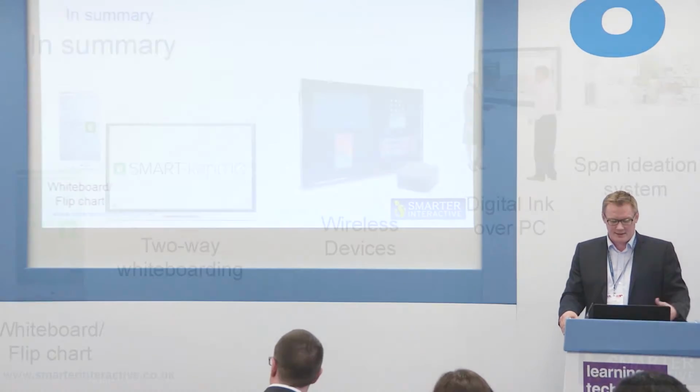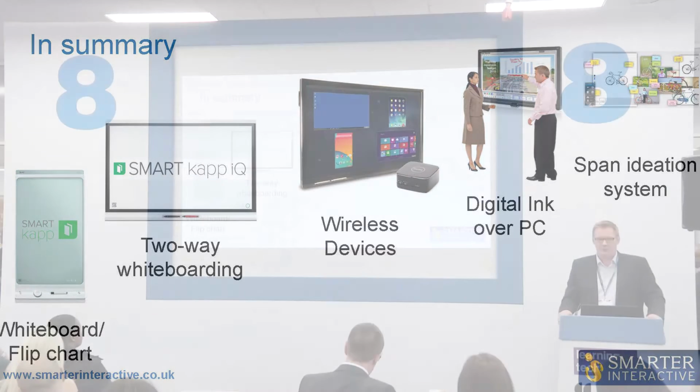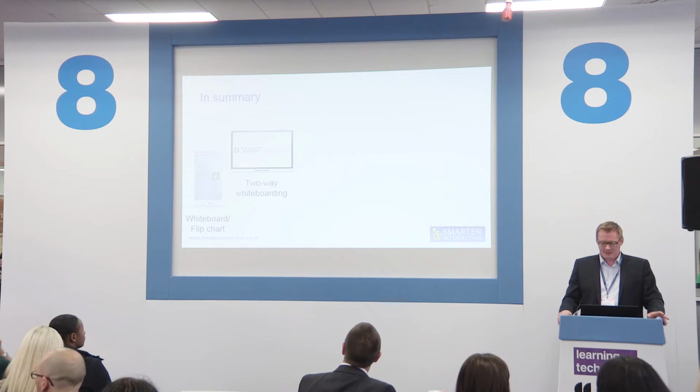So in summary, what I've tried to talk about here is collaborative technology that enables you to look at different types of tasks or jobs. Starting at the bottom end of the scale, you've got the idea of how can I improve on my whiteboard or flip chart experience, through to how can I enable the whiteboarding experience to be more interactive, more two-way in my delivery.